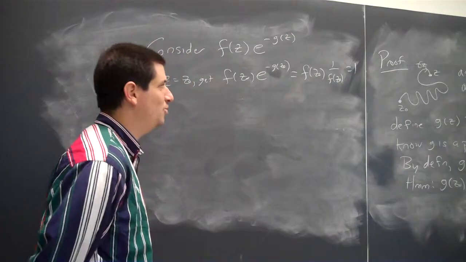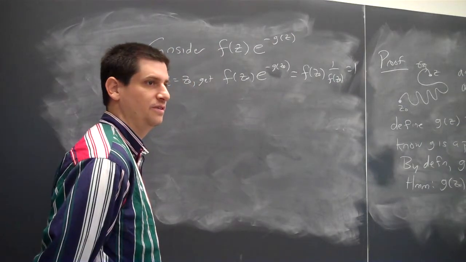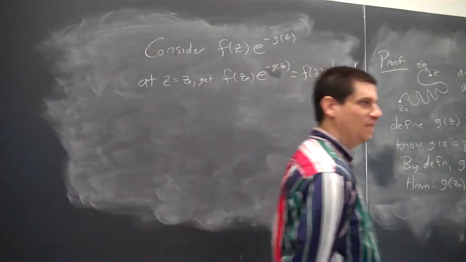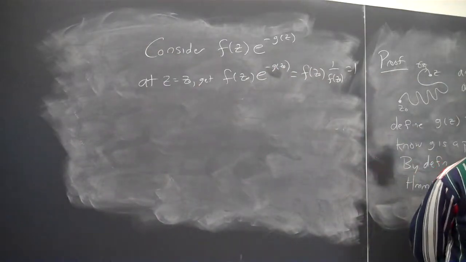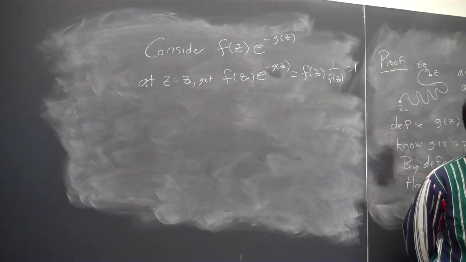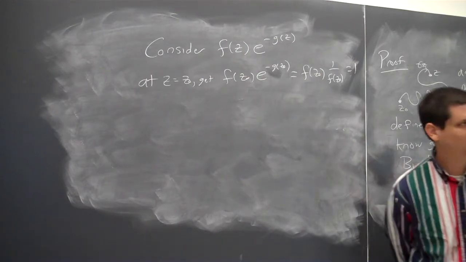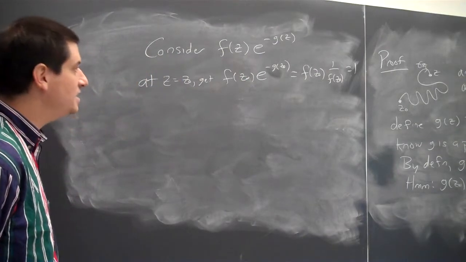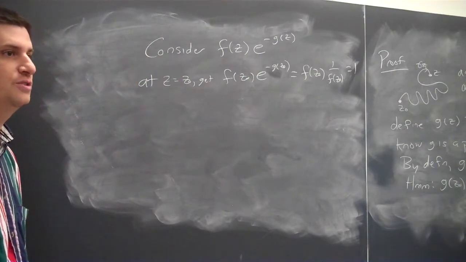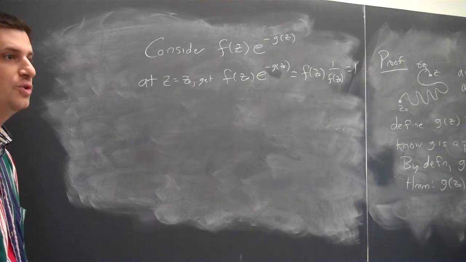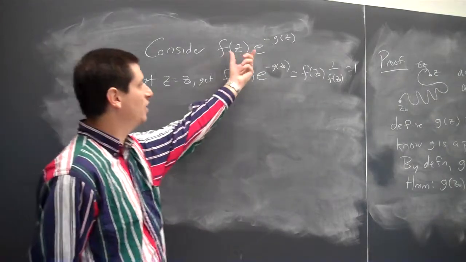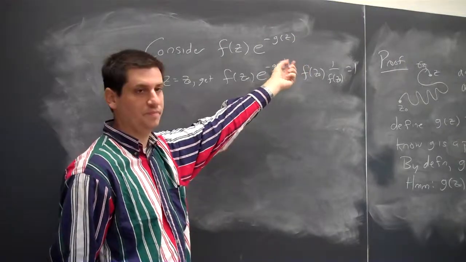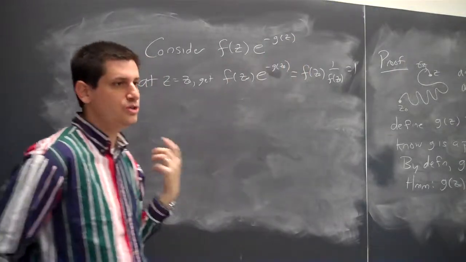Am I allowed to have 1 over F of Z naught? Yes, my function is not 0, so I can divide by this. So everything is well behaved. Okay. 1 point down, infinitely many to go. We've just shown that at least at the point Z naught, this function is 1. Now we need to show it's 1 everywhere else. And if this is 1 everywhere else, then you just multiply both sides by e to the G of Z.